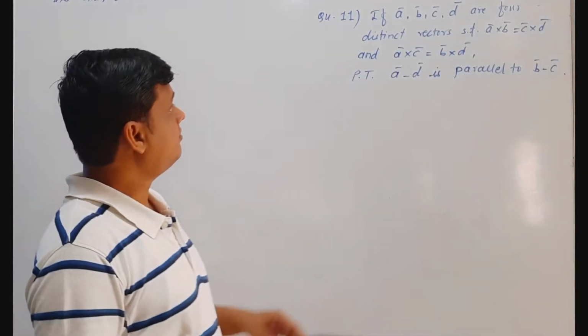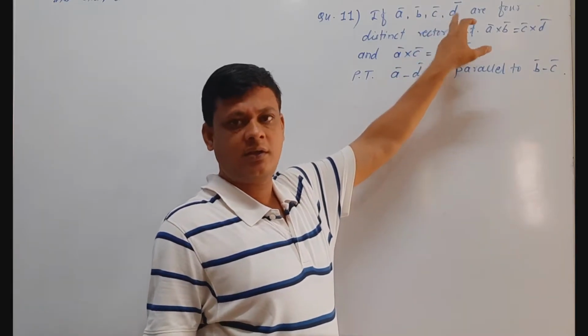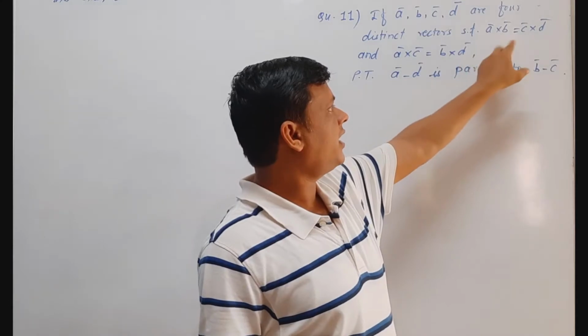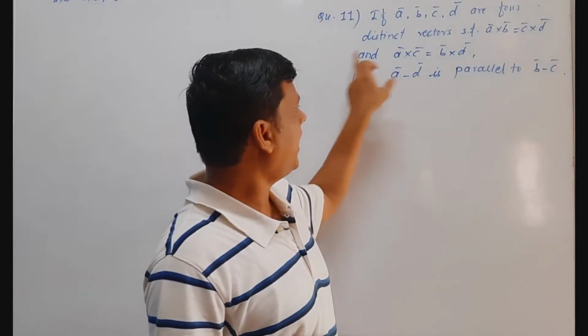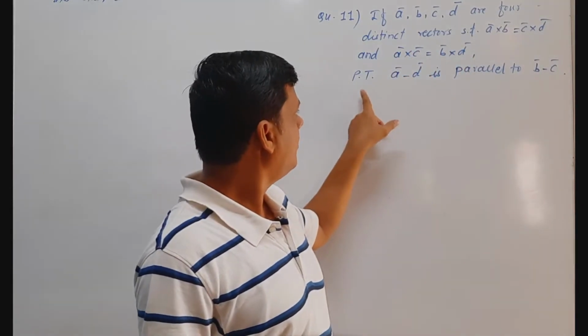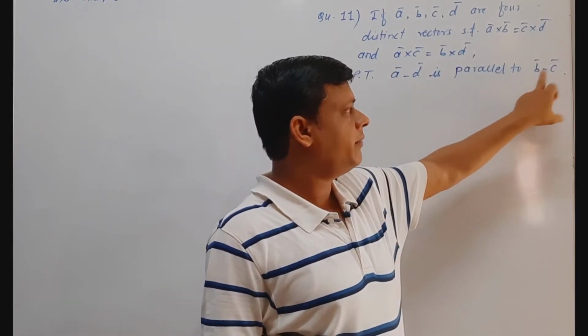Now see question number 11. If vector A, vector B, vector C, vector D are four distinct vectors such that A bar cross B bar equals C bar cross D bar and A bar cross C bar equals B bar cross D bar, prove that A bar minus D bar is parallel to B bar minus C bar.